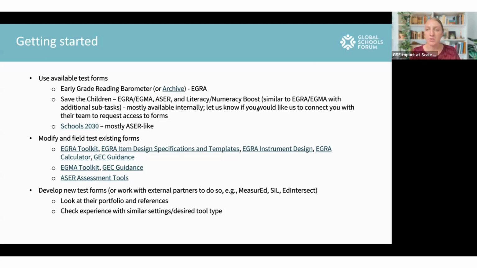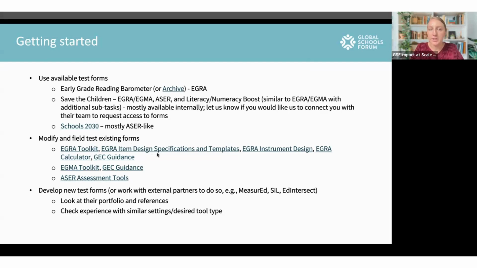For the most part, these follow the USER format. They're also really detailed descriptions of how to modify and field test existing forms. So if you have a form and you need to make, for example, equivalent forms or slightly adjust it for different contexts, there are steps that you can follow to do that and then to field test it. I've linked those here.